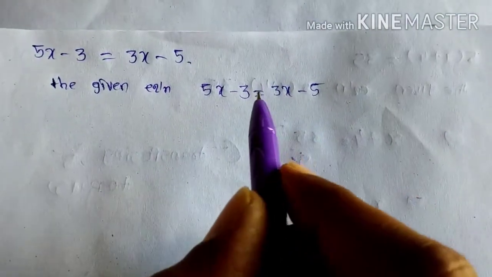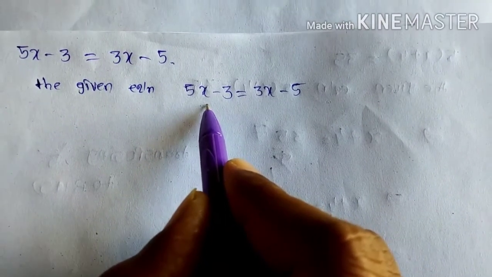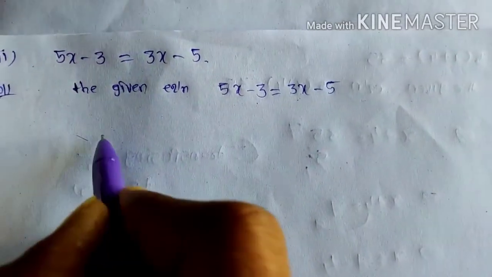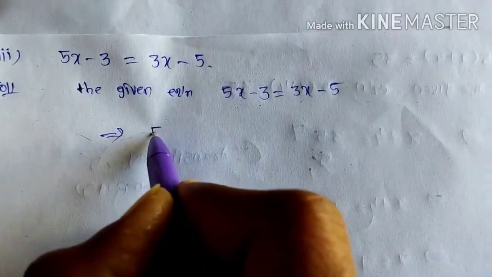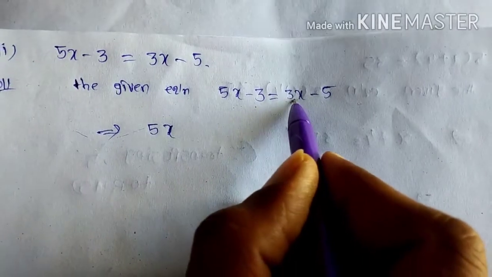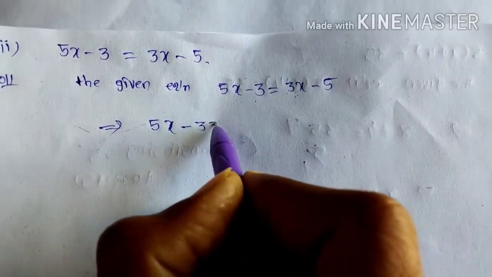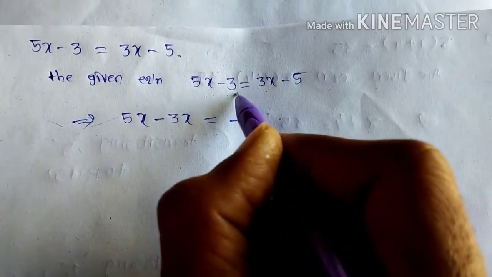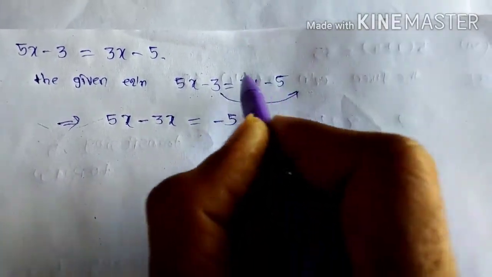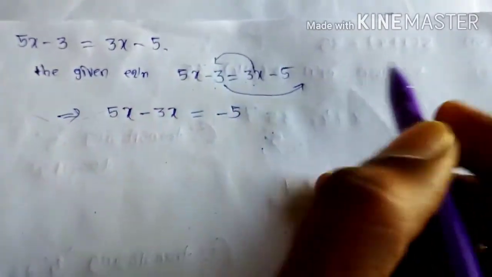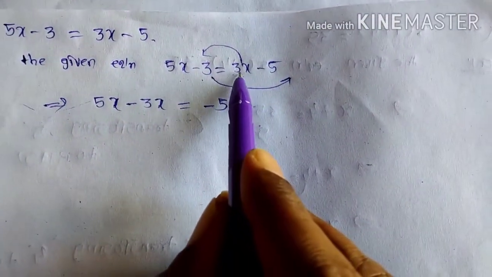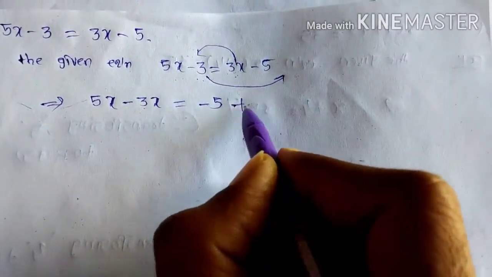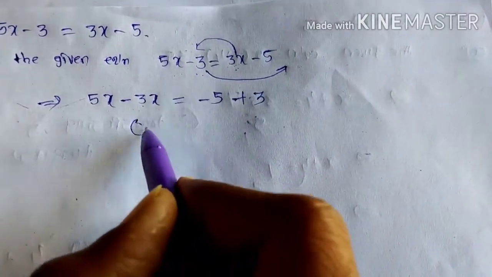See here we need to find the value of variable x, so that you can transpose 3x to LHS. That means you can write here 5x. See, if it is plus 3x it will become minus 3x is equal to minus 5. In the similar way you can transpose minus 3 to RHS. Here plus 3x to LHS, minus 3 to RHS. Here plus 3x will become minus 3x, minus 3 will become plus 3 only. Yes or no? Yes.